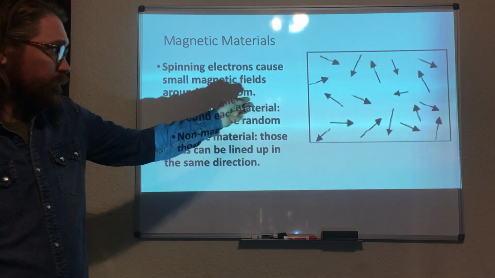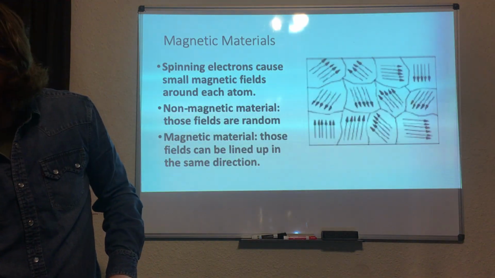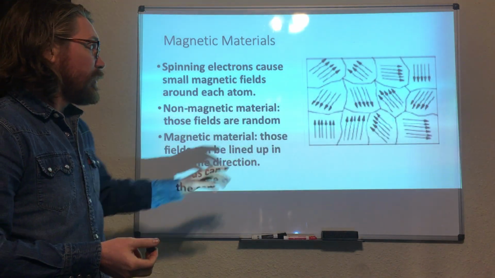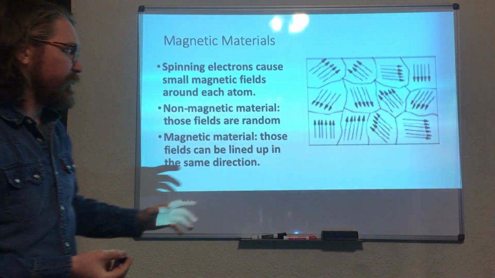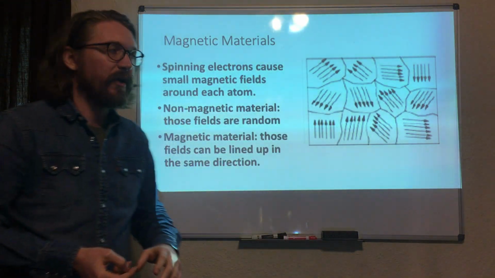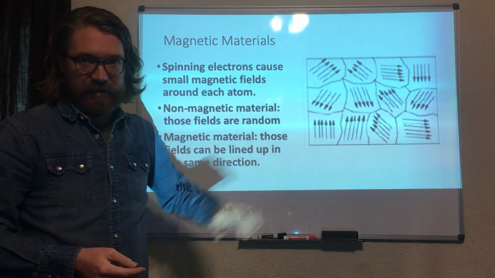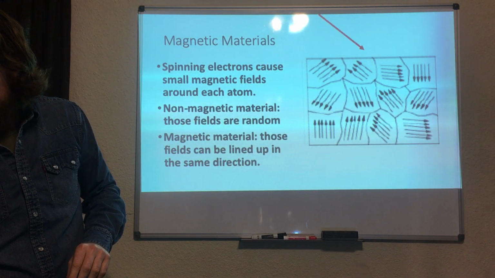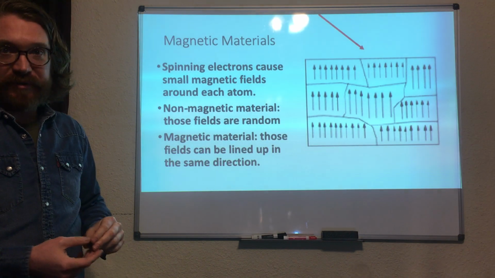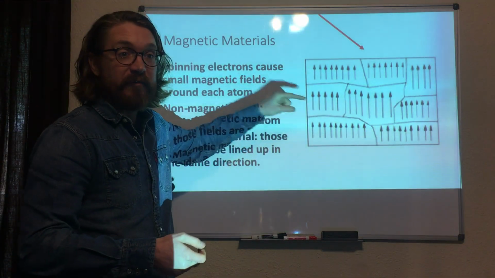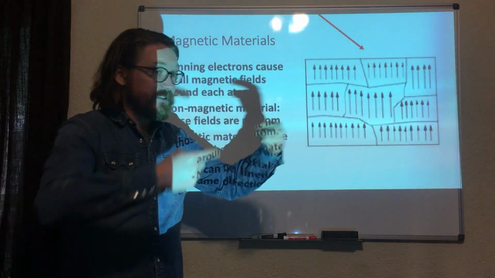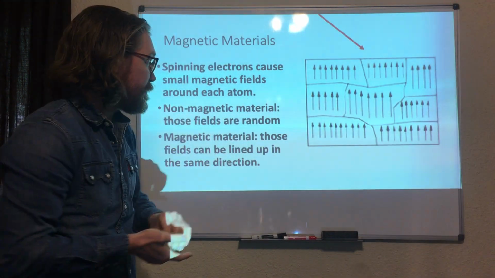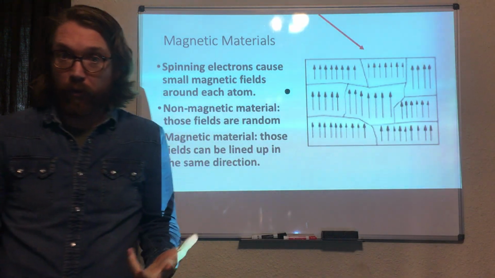So here is a non-magnetic material. Here, you see that some of these domains are going in the same direction, not all of them, though. Some of them are going up, some of them are going down. This is a non-magnetized material. This is what a magnetized material looks like. All of the atoms inside of a magnet spin in the same direction. In this case, they're all spinning up, which is why the magnet sticks to the board.